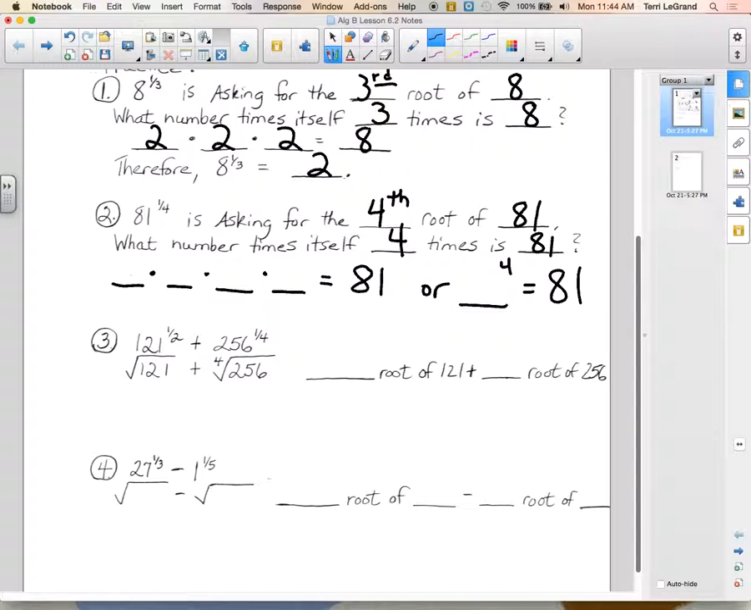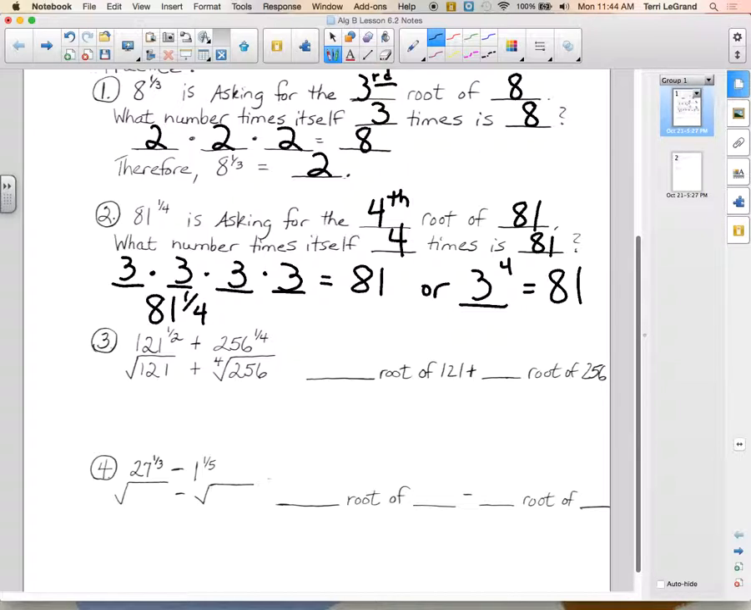Is that true? Okay. So 3 times 3 times 3 times 3. 3 times 3 is 9. 9 times 3 is 27. And 27 times 3 is 81. So we're going to say that 81, and there's our work to support it.